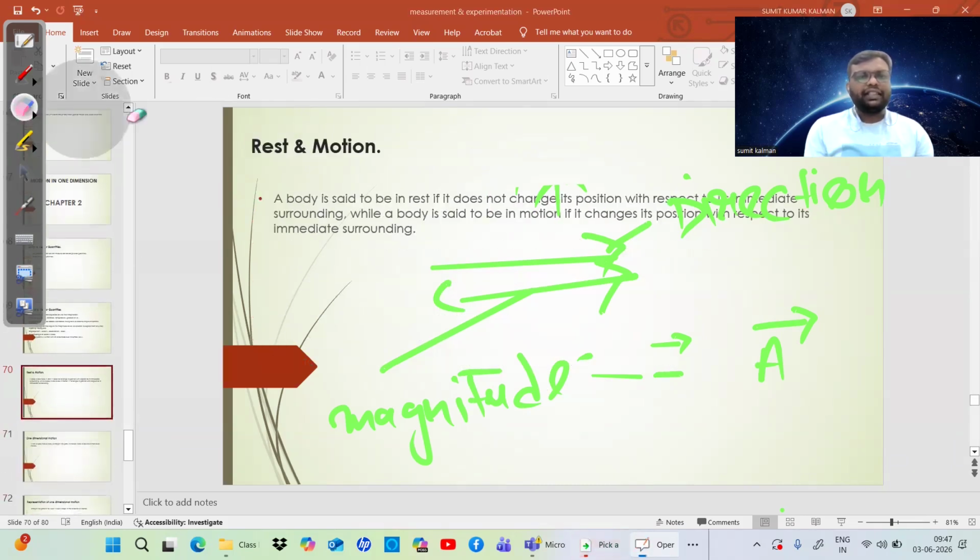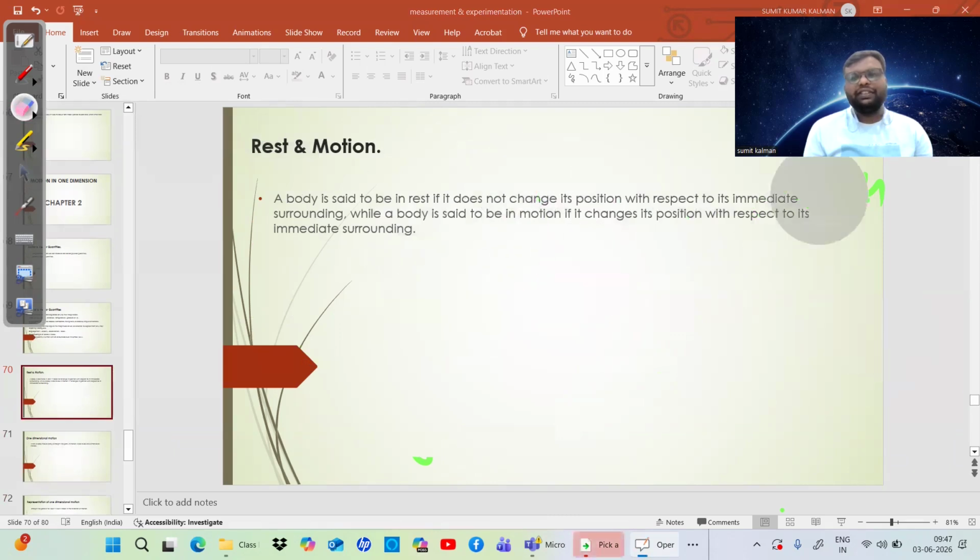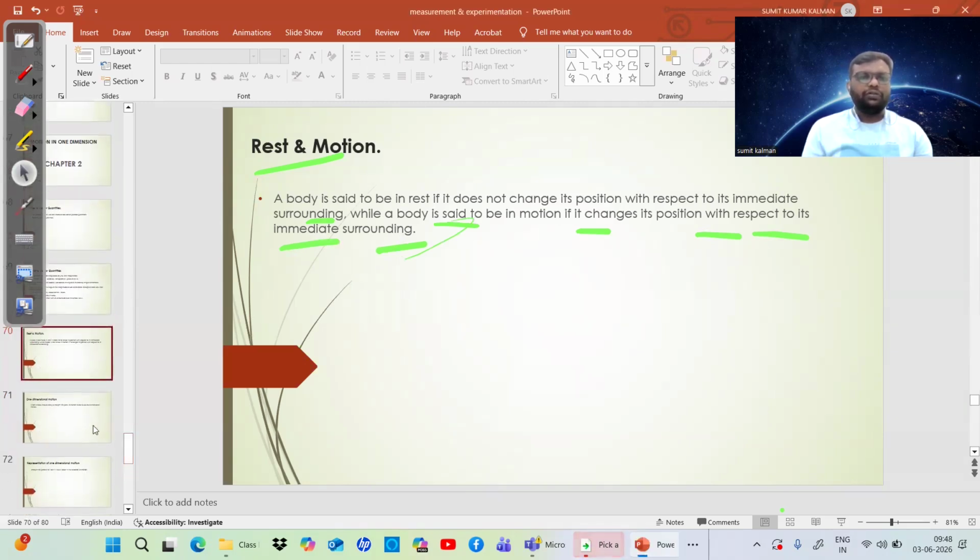Now, next is rest and motion. Also, it is very simple. You are studying from your previous classes. A body is said to be in rest if it does not change its position with respect to its immediate surrounding, while a body is said to be in motion if it changes its position with respect to its immediate surrounding. So this is all about rest and motion. I am not going into detail of this because you already know all this.